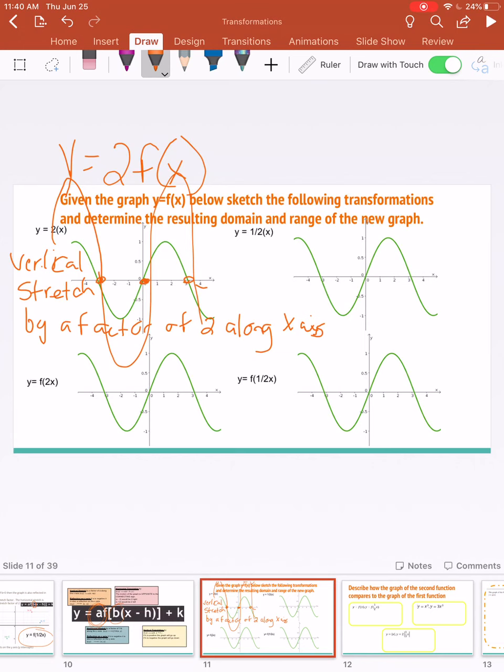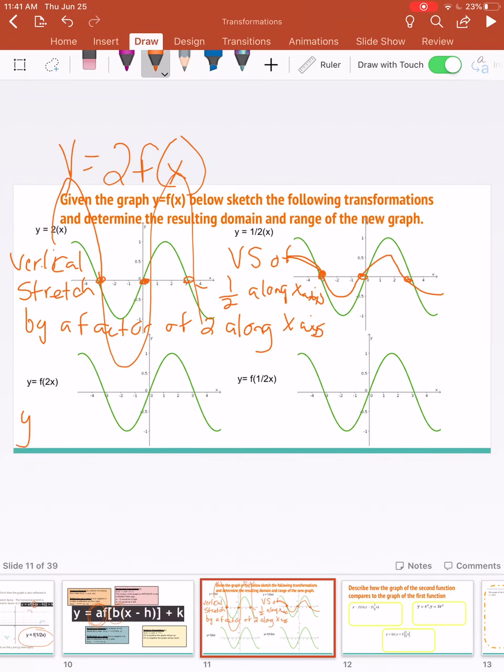Okay, so here this would be a vertical stretch of 1/2 along the x-axis. Same thing, all my invariant points would be on the x-axis, and I'd be multiplying all my y variable values by 1/2. So that's what my graph would look like.